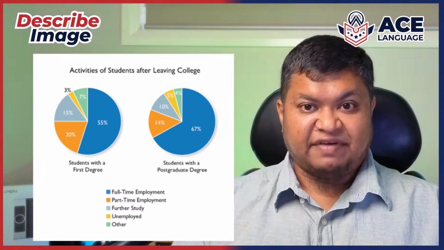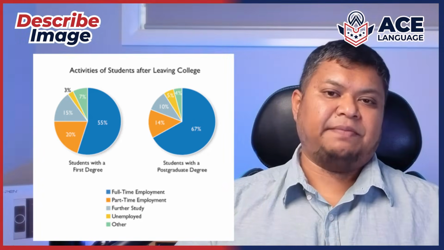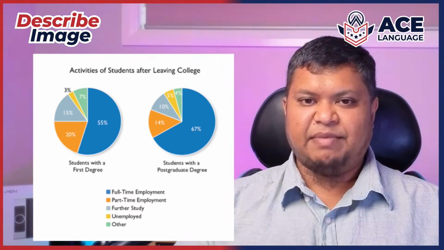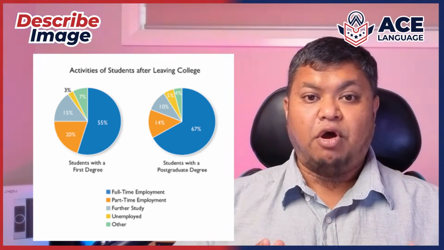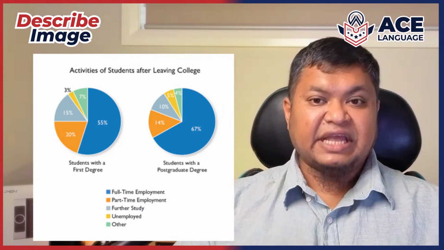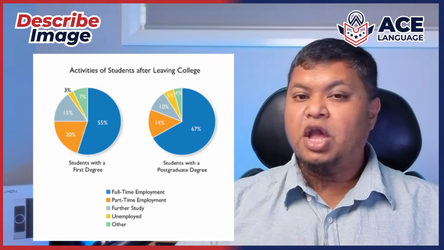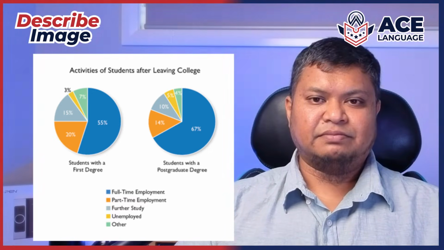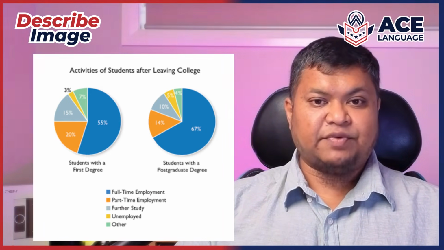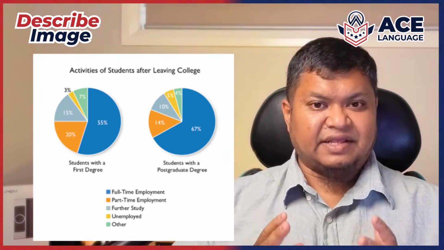This image is about activities of students after leaving college for students with a first degree and a postgraduate degree. This image shows several information in categories such as full-time employment, part-time employment, unemployed, and so on. So, one of the most significant pieces of information in this image is the percentage of students in full-time employment after postgraduate degree, which is 67%. In conclusion, it is clear that percentage of unemployed students are low with both first degree and postgraduate degree. Done. Very simple. You can see the strategy I followed here.